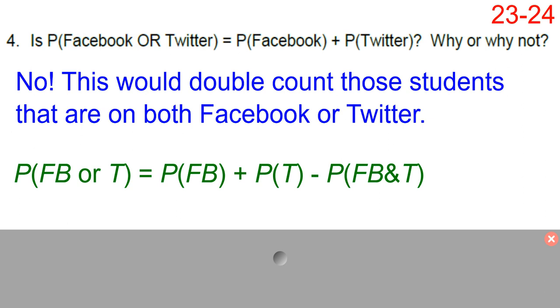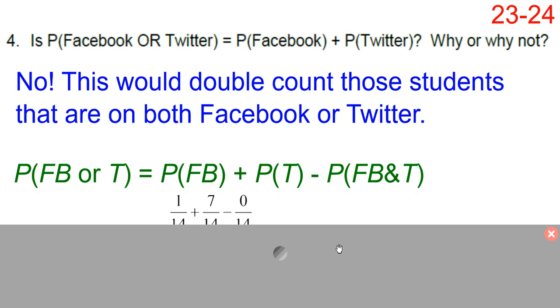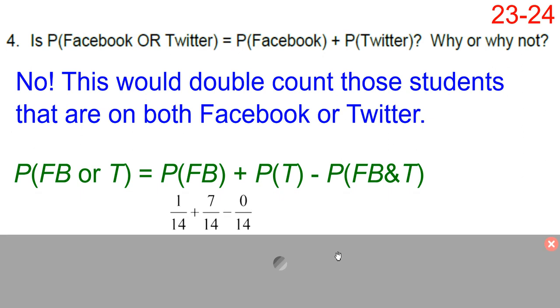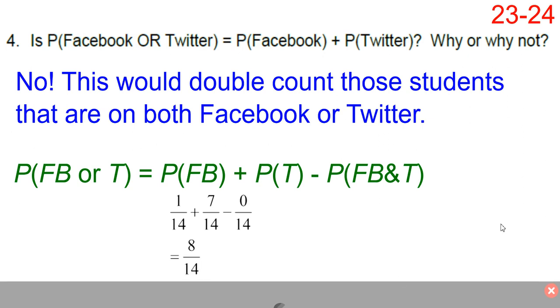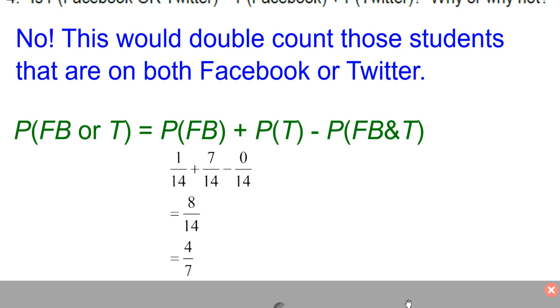So for our scenario, if we look at the Facebook users, we had 1 out of 14. The Twitter users, we had 7 out of 14. And those that used both, in our case, was 0 out of 14. But we'd still have to subtract those. So in total, the probability would be 8 out of 14. We can simplify that down to 4 out of 7.